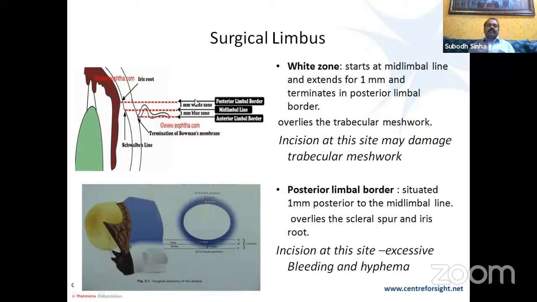Now, the white zone starts at the mid-limbal line. Posterior to it is the white zone, which extends around 1 millimeter and terminates at the posterior limbal border. It overlies the trabecular meshwork area. You have to be careful with an incision at this site, because it may cause damage to the trabecular meshwork. Then there is the posterior limbal border, which overlies the scleral spur or iris root, and with an incision at this site you have to be careful, because this may lead to excessive bleeding and hyphema.